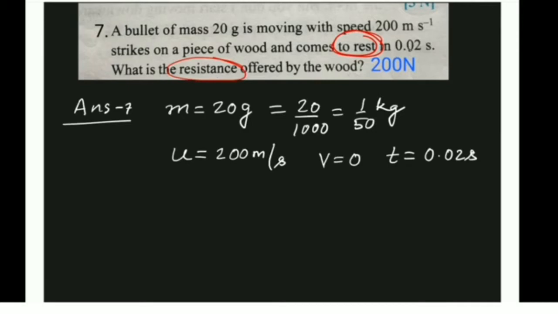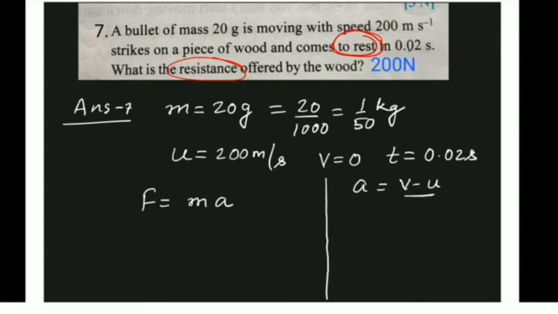Okay, so here F equals m into A, Newton's second law of motion. But the value of A is not given to us, so better we'll find the value of A.